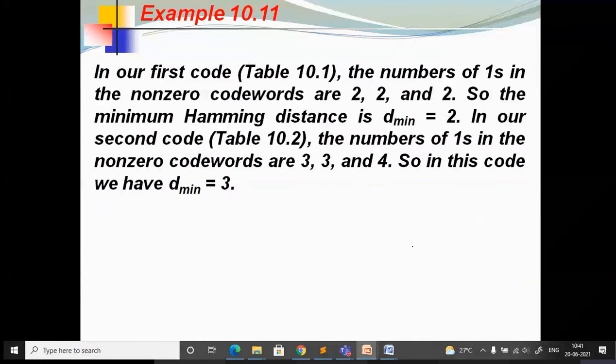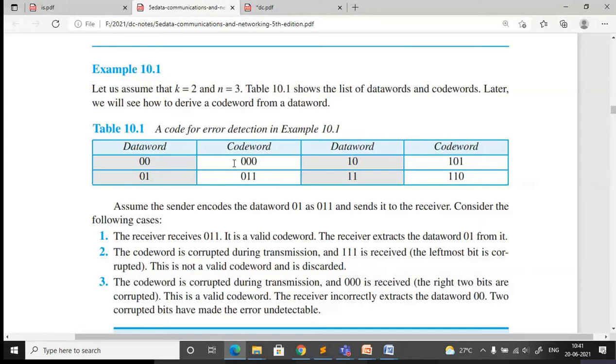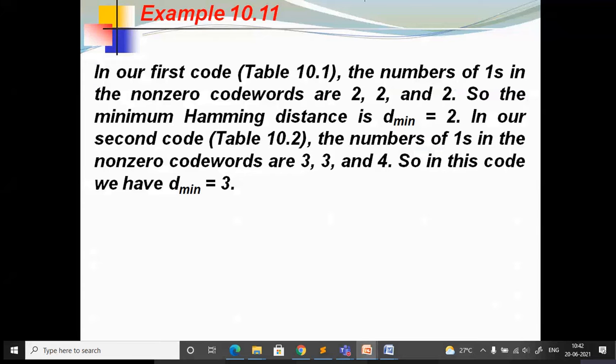For the first table, the number of ones in each non-zero code word is 2. Non-zero means you should not consider the first one, so you just leave this. You just take all the combinations. What is the distance you identify? In all the other cases, the distance is 2. In our second code, the number of ones in the non-zero code words is 3, that is the second table. I think we have already done this in the previous slide. What is d min for table 1? It is 2, and d min for the second table is 3.